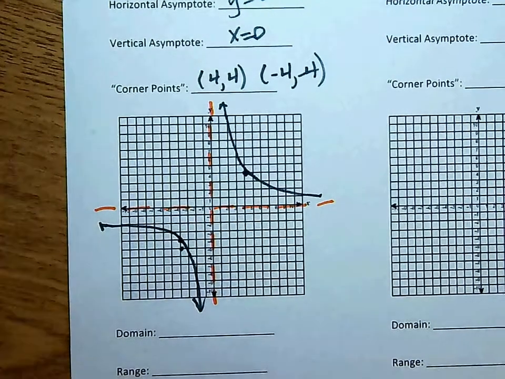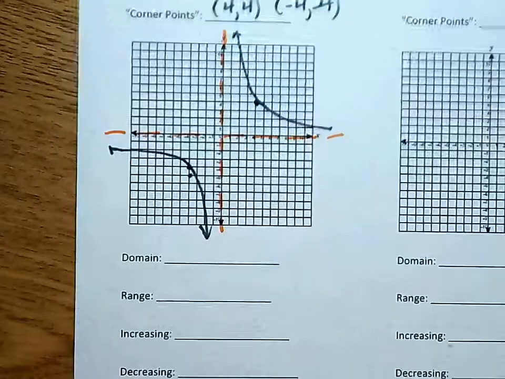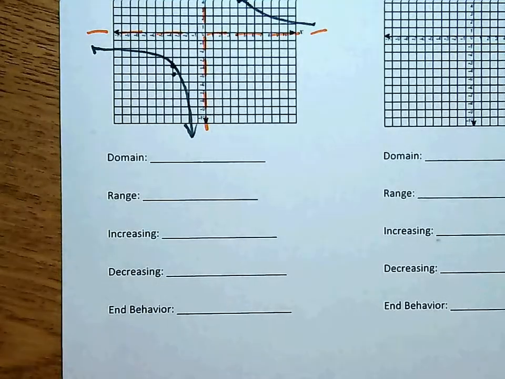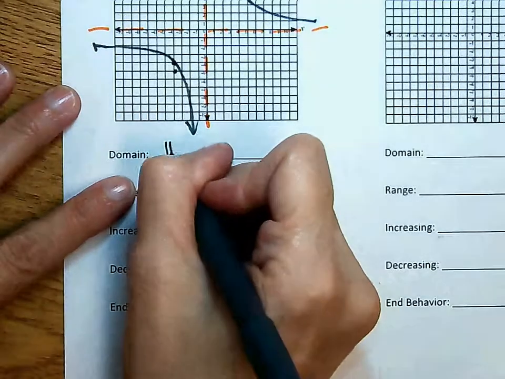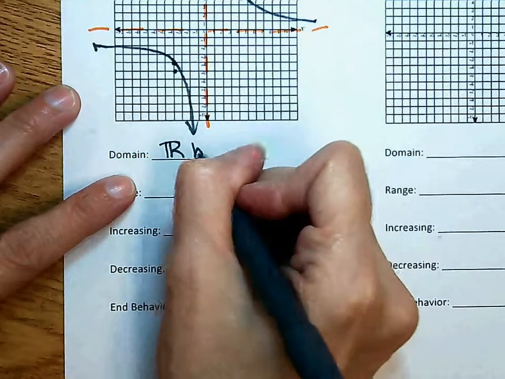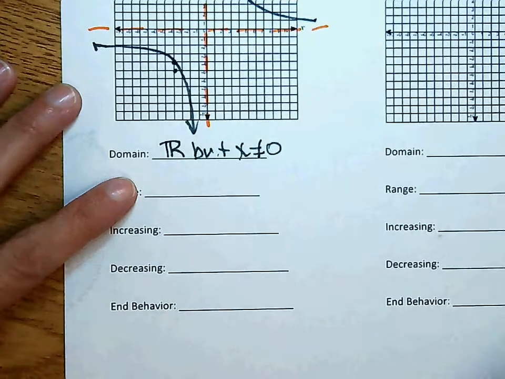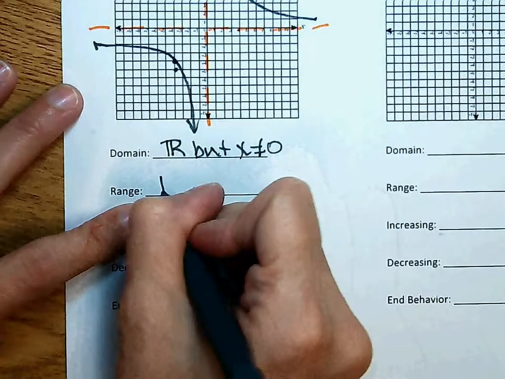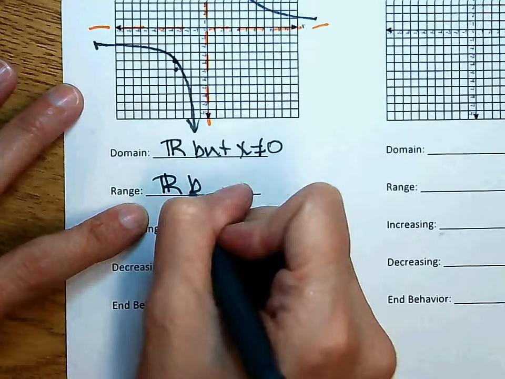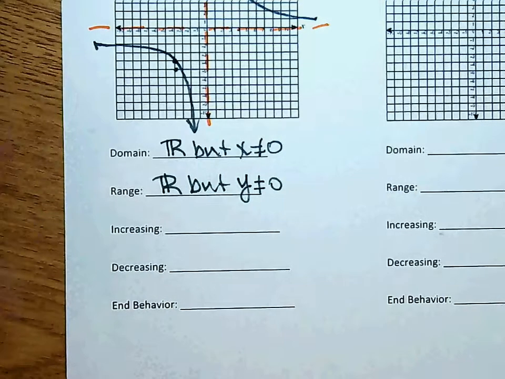Okay, so now, here we go. This is easy. This is easier because domain and range are nice. They're all real, but what? But x does not equal 0. Nice. That's almost free points. Range: all reals, but y does not equal 0.